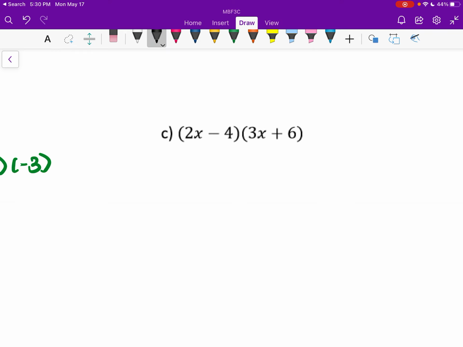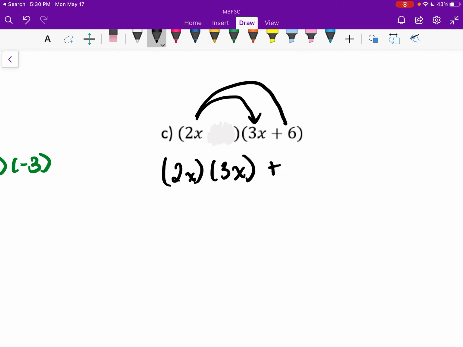Moving on, I'm now going to use that cover up method because honestly that's the one I like. I don't necessarily like using FOIL because this just makes more sense to me. It's the same thing, so use whichever one works for you. So I have 2x times 3x plus 2x times 6. I'm done with the 2x, so now I'm going to cover up my 2x.